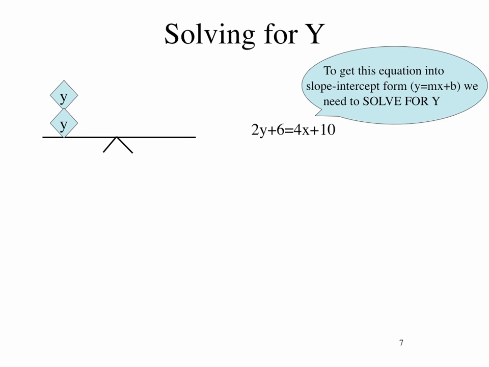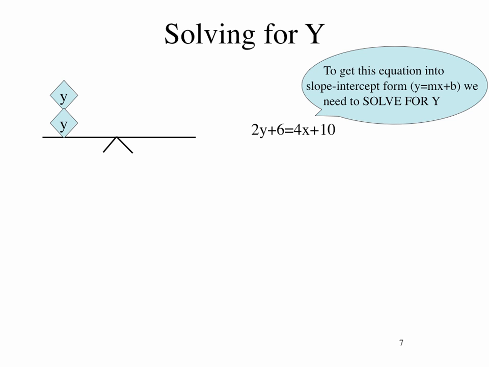Remember, slope-intercept form is y equals mx plus b. In slope-intercept form, the y is all by itself on one side of the equation. So what I'm really trying to do is to solve this equation for y. Let's build a model for this equation and then use the steps that we can apply to keep equations balanced to get the y all by itself.